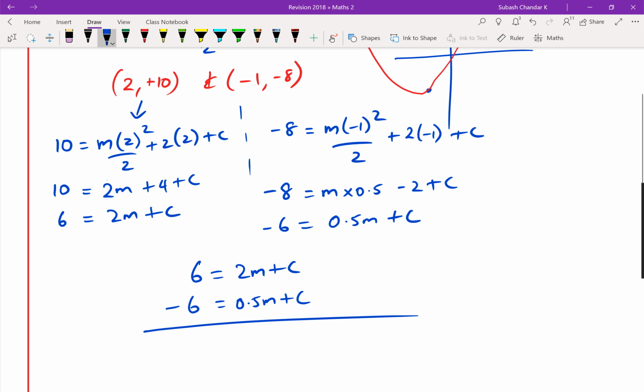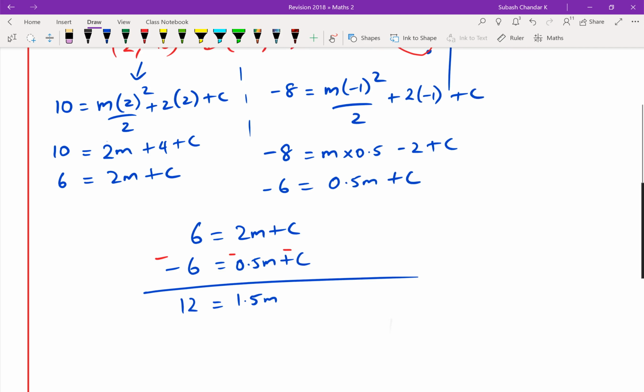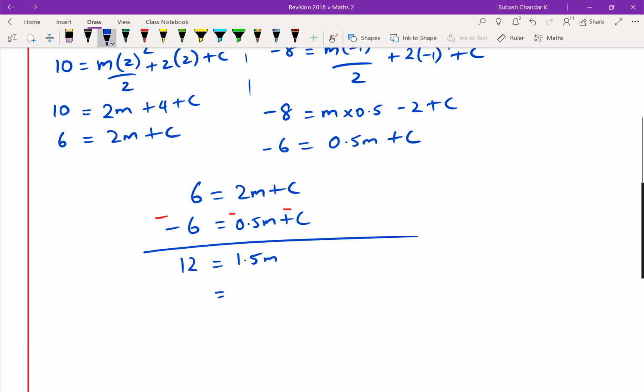So because they're simultaneous equations, I want to get rid of the two c's. So I'm going to go c minus c, 2 minus 0.5 is 1.5m, and then 6 minus negative 6 is 12. So this ends up being 12 equals 1.5m. Sorry, not plus c. What am I doing? c minus c is 0. Thanks for telling me, guys. And then m is equal to 12 divided by 1.5. So m is equal to 8.